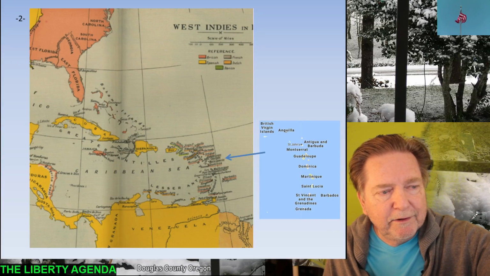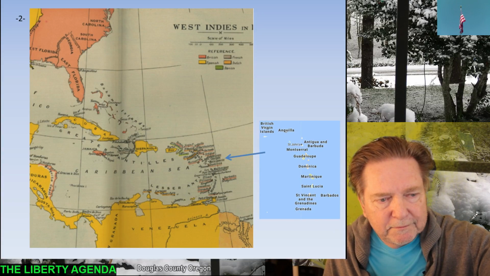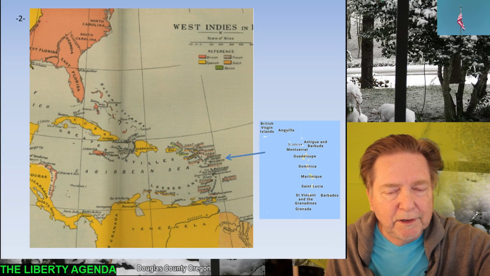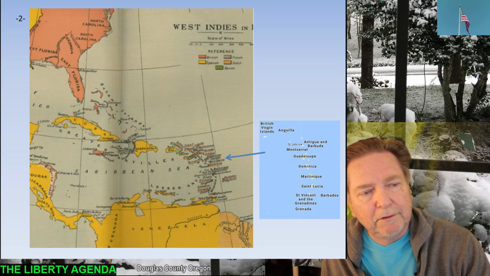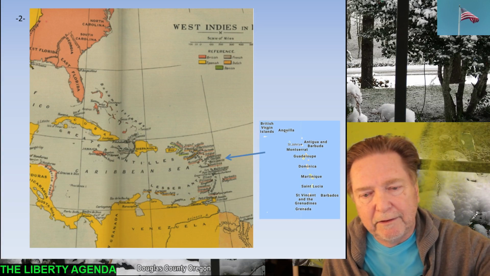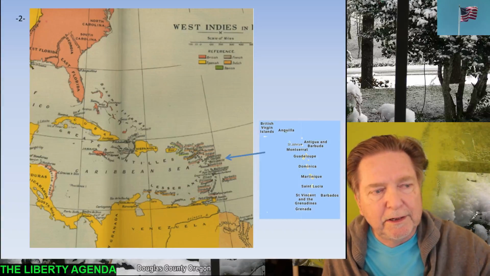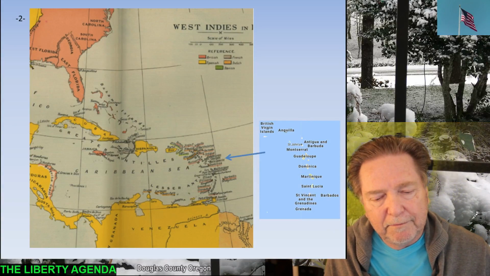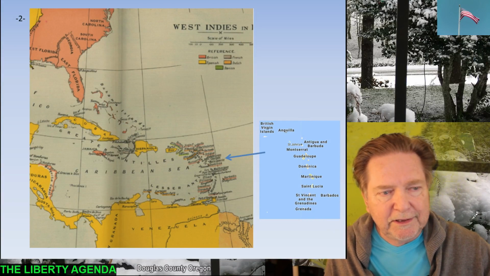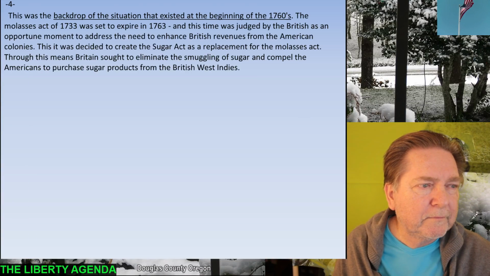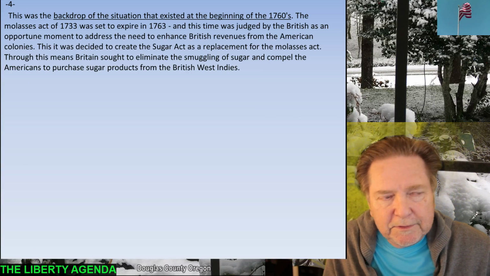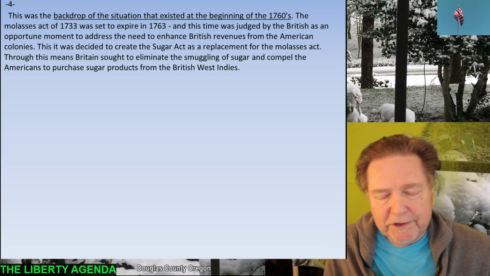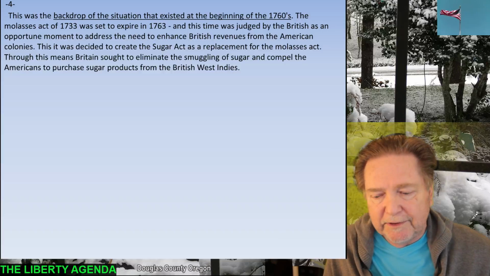So this area here is, I guess, essentially where Columbus originally established a foothold. There was a tremendous amount of trade going on in this area, and plantations and this kind of thing. So this was the backdrop of the situation as it began in the 1760s.